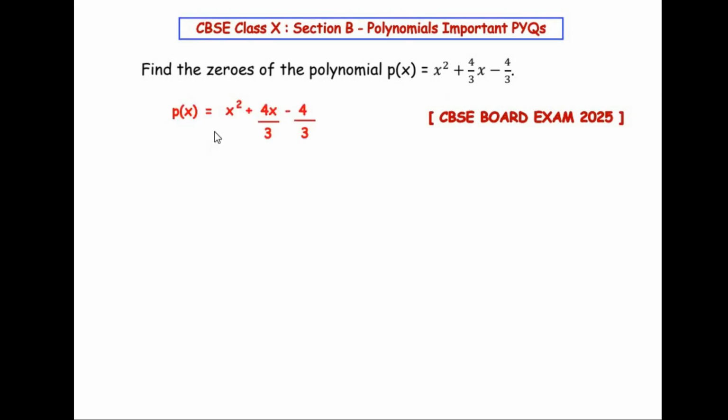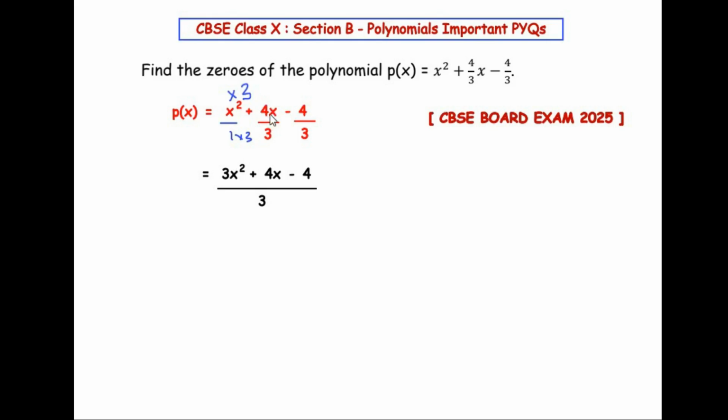Now here the first step would be to get a common LCM. So here we can see that the denominator is 3, but x squared does not have a denominator. So let us write it as over 1. And now we are going to multiply the numerator by 3 and denominator also by 3. So here we get 3x square plus 4x minus 4. Now we get a common denominator as 3. Now this can also be written as 1 over 3 times 3x square plus 4x minus 4.